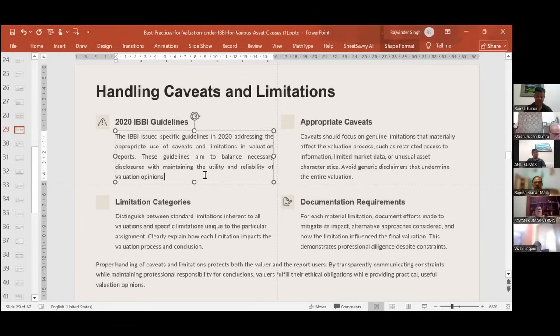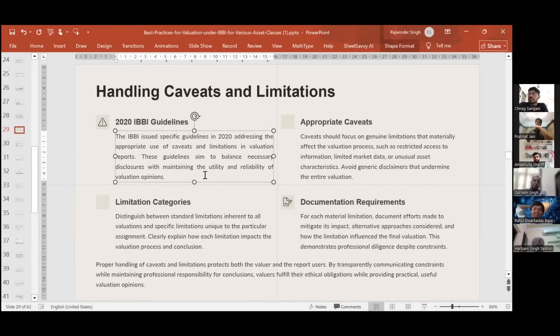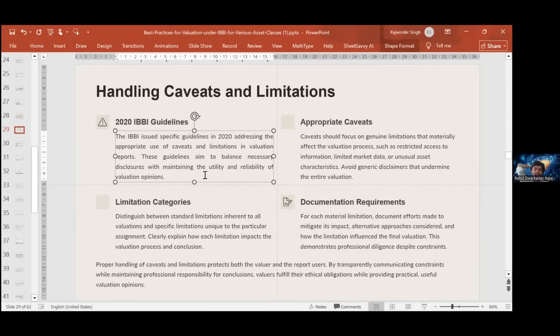So now we will discuss about the appropriate caveats and limitations which you can use in your valuation report. Otherwise, we have already discussed these things in our CPT where we have discussed caveats, limitations and the disclosures for a particular asset class. So as far as valuation is concerned, what type of caveat you may use?